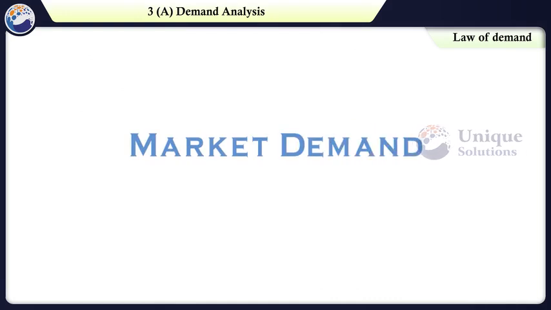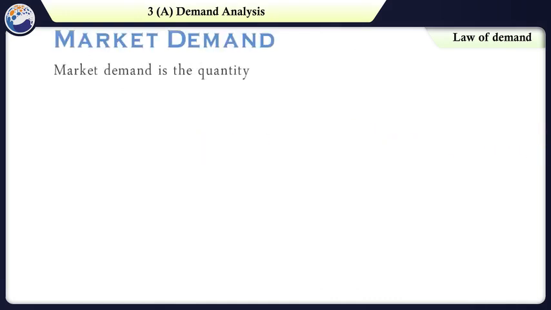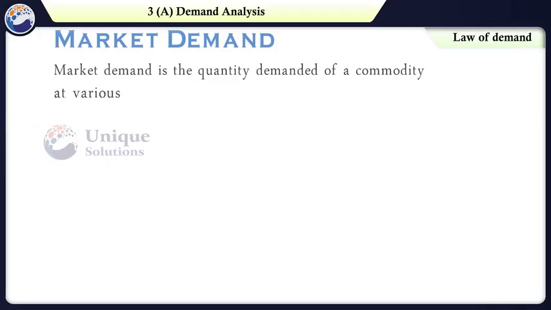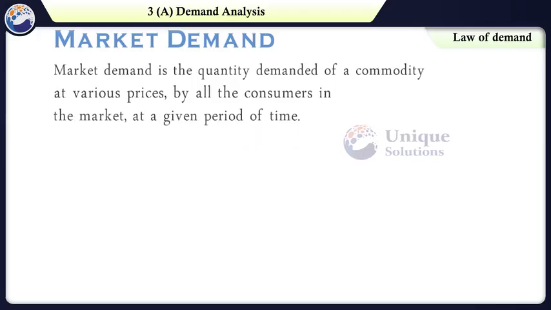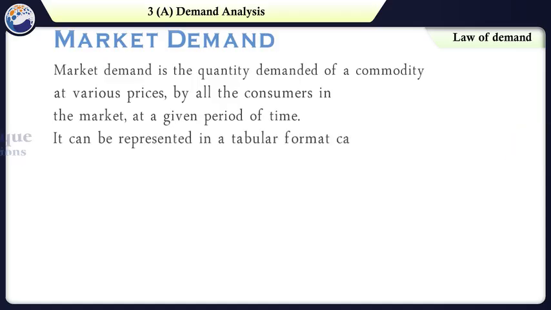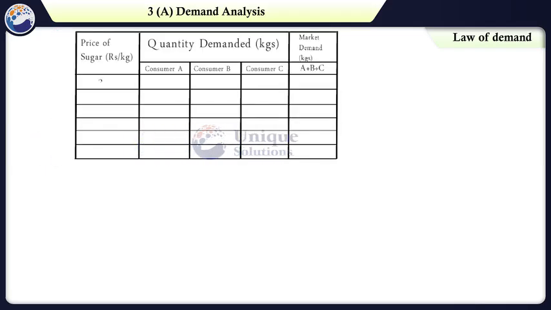Market demand. Market demand is the quantity demanded of a commodity at various prices by all the consumers in the market at a given period of time. It can be represented in a tabular format called the market demand schedule. Price of sugar is 25 rupees per kg. Quantity demanded in kgs for consumer A is 10, consumer B is 11, consumer C is 12. Market demand in kgs, A plus B plus C, would be 33.